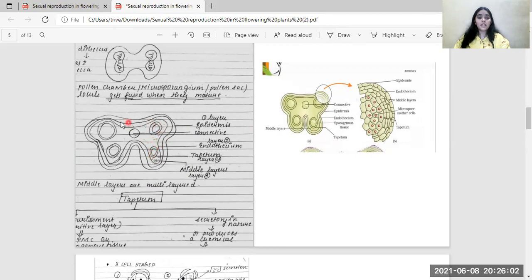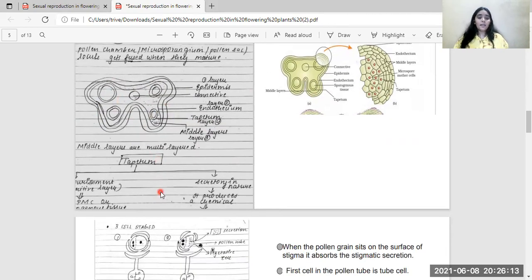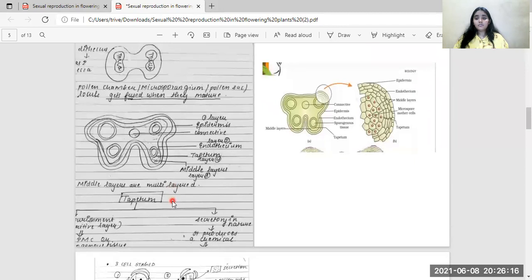Each microsporangium has a tapetum, which is the fourth layer of the structure. The tapetum is the nutritive layer of the anther, of the microsporangium. It provides nourishment to the PMC, pollen mother cells, or the MMCs, microspore mother cells, or the sporogenous tissues. The sporogenous tissues are the tissues inside the microsporangium.